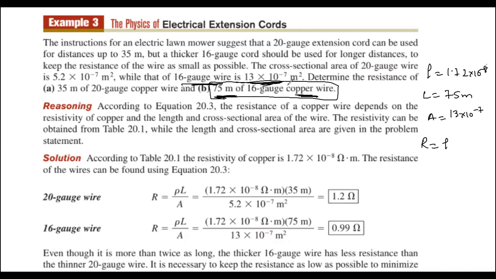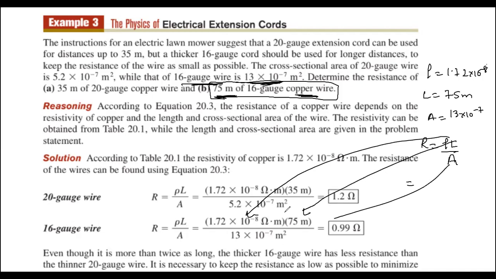So what's the formula we are going to use? R is equal to rho L upon A. So rho value is 1.72 into 10 to the power minus 8. L value is 75, and A is in the denominator, and its value is 13 into 10 to the power minus 7. So when putting in the calculator, let me quickly do that. 1.72 into 10 to the power minus 8 times 75 upon 13 into 10 to the power minus 7. Okay, so we are getting 0.99 ohms as my answer. Okay, if you go ahead and compare the values of the resistance.